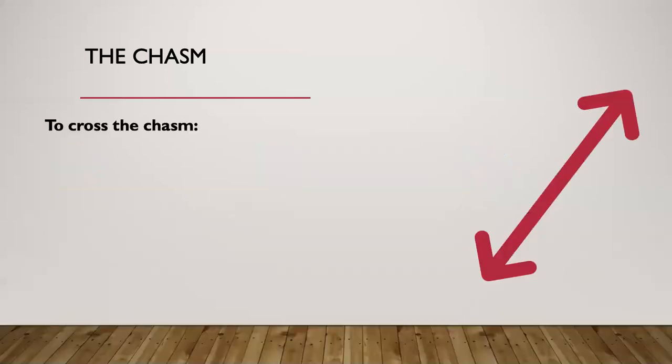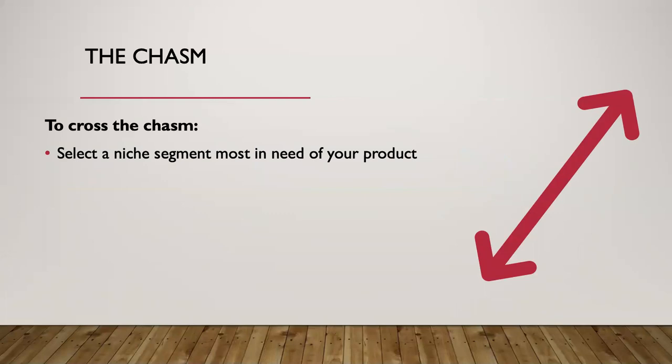Now, when we talk about the chasm, in order to cross it, you need to select a niche segment most in need of your product. Okay, so what I'm talking about here is, first you have satisfied the niche within the early adoption, with the early adopters. Now you need to find one segment in the early majority that has the most need for your product.